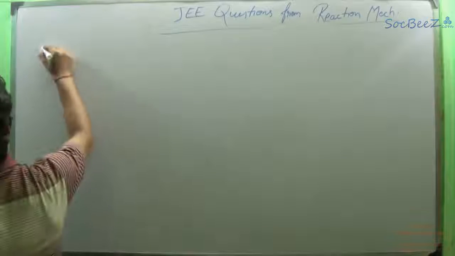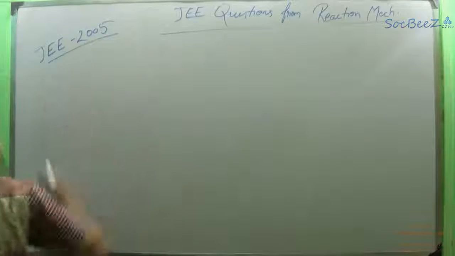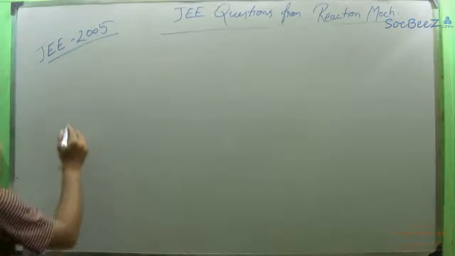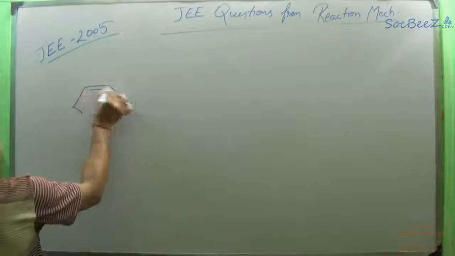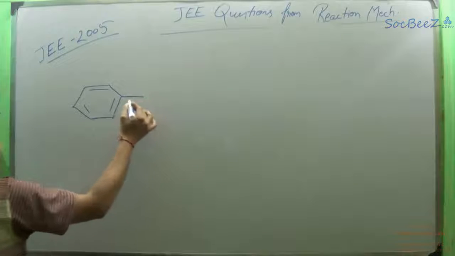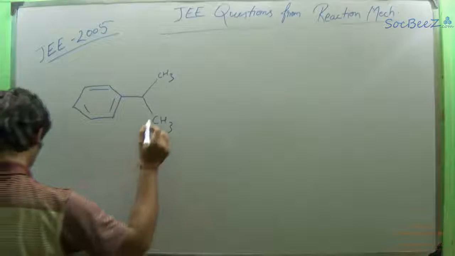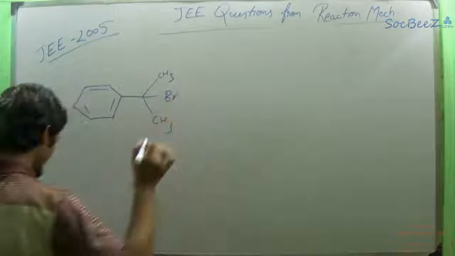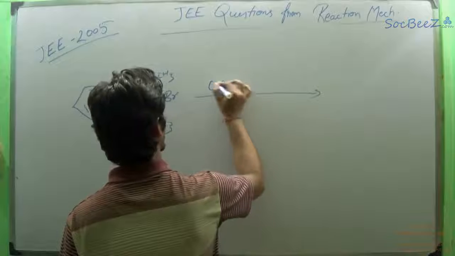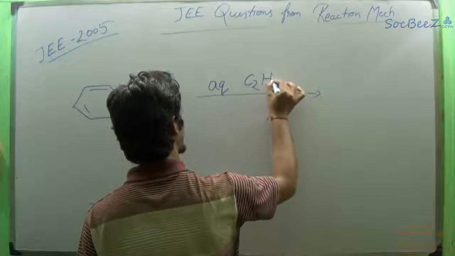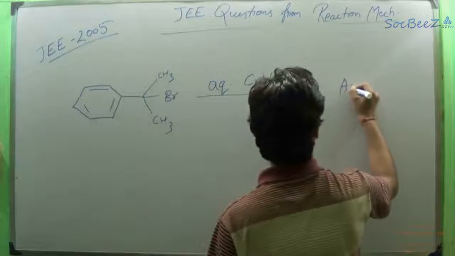This is again asked in JEE 2005. The question is, we have to explain certain observations. The first one is, the initial molecule is a benzene ring, then a 3-degree carbocation is formed. Okay, let's see, CH3, Br, and aqueous C2H5OH is given. Okay, we have an acidic solution.